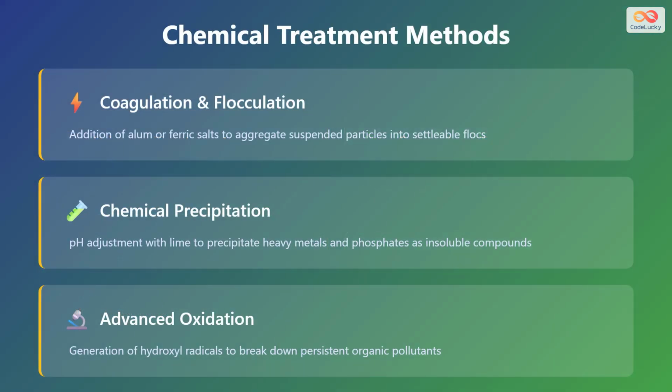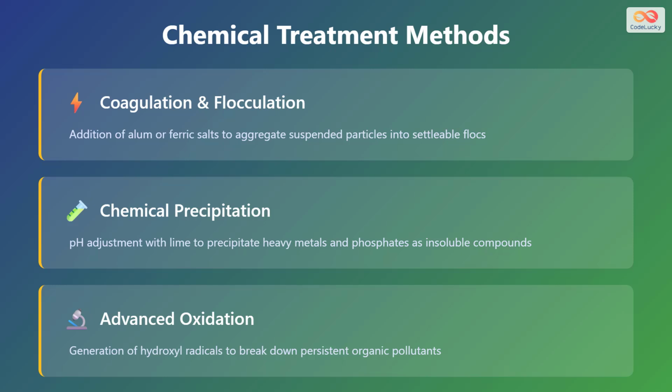Chemical treatment methods use chemical reactions to remove contaminants from water. Coagulation and flocculation involve adding chemicals like aluminum sulfate, commonly called alum, or ferric salts to water. These chemicals neutralize the electrical charges on suspended particles, causing them to stick together and form larger clumps called flocks that can settle out easily.